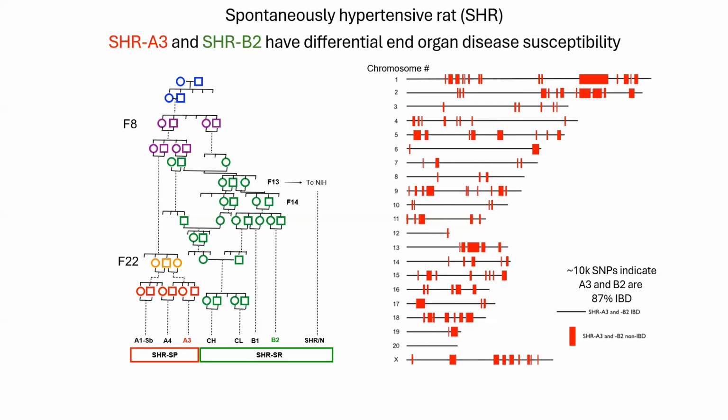And so it's a great opportunity to reflect on the fact that high blood pressure is bad for you, but the bad things that it does to you depend on other genetic variation, and therefore this presents a great opportunity to uncover that other variation. And you can see on the right-hand side, we've used about 10,000 SNPs to look at how these two strains, A3 and B2, that we're studying, actually diverge, and they diverge in haplotype blocks that represent about a total of 150 blocks. But overall, the two strains are 87% identical by descent.